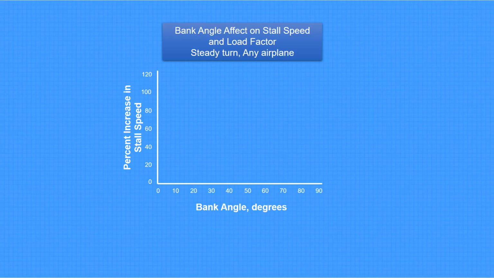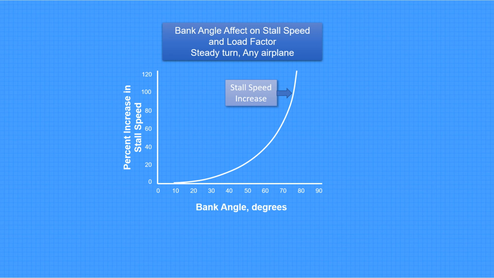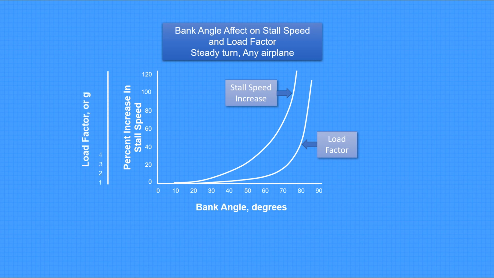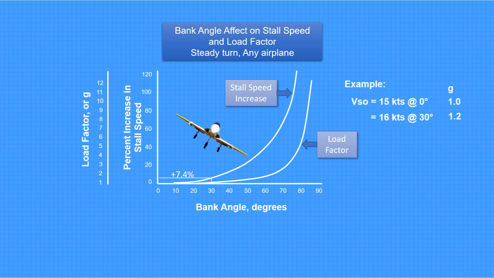As I mentioned earlier, the effect bank angle has on stall speed is non-linear, so we really have to pay attention to how steeply we bank during turns in the landing pattern. This graph shows both the increase in stall speed and the load factor, or G-load, on the wings as bank angle increases in a level turn. There's a dramatic increase in both as the bank angle exceeds 60 degrees.